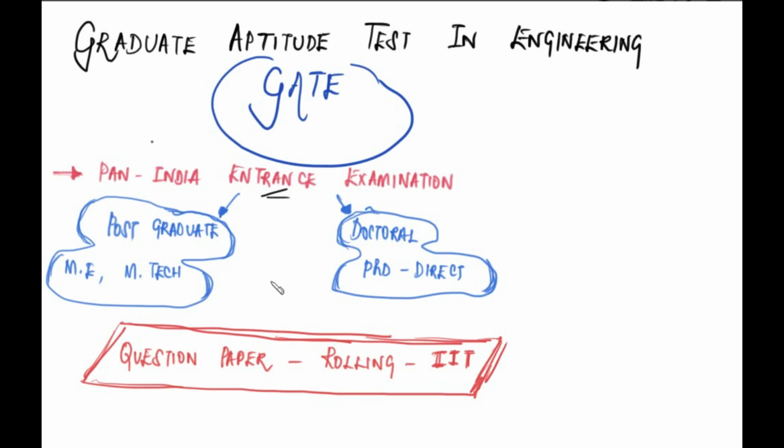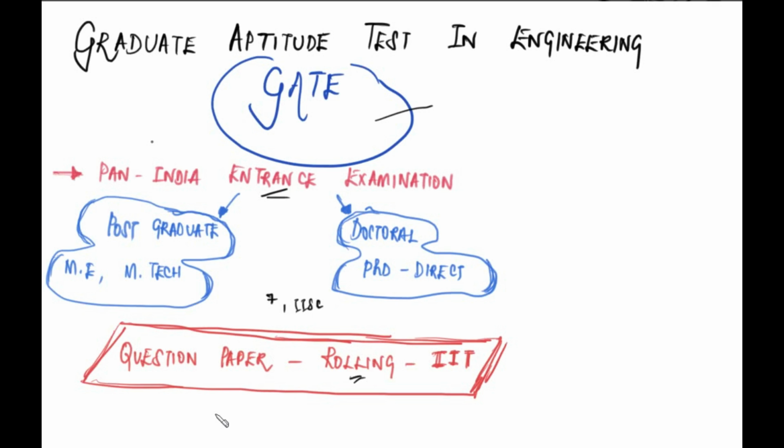Right? So you have so many streams in this. You have 24 different streams in which this examination is being conducted. So I'm going to talk pertaining to food technology in this video. Okay, so the question paper is actually set by 7 different IITs by taking turns, so that's why I use the word rolling, along with the IISc Bangalore. They are the ones who actually conduct the examination.